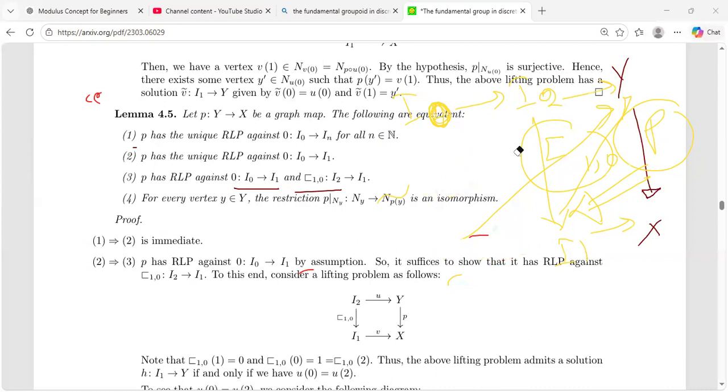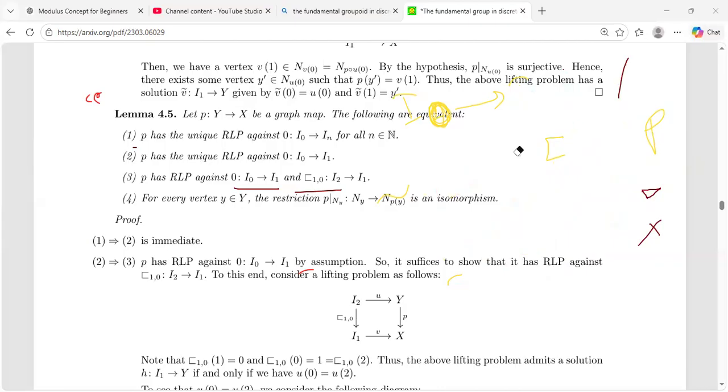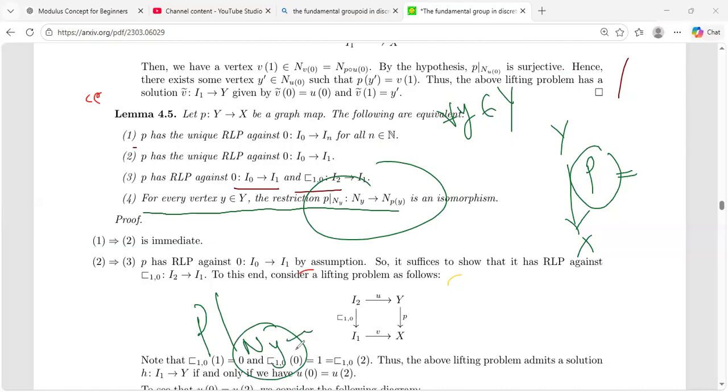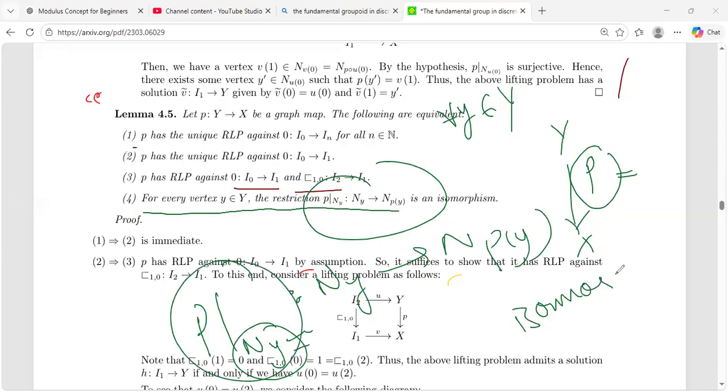Let's read the last statement of lemma 4.5. We are aware of the local isomorphism definition in discrete homotopy theory. According to the fourth statement, for every vertex y, we have a graph map P from Y to X which is a local isomorphism for all y belonging to Y. The restriction map: if we restrict the domain of P to the subgraph, from N(y) to N(P(y)), it is an isomorphism for all y. This condition holds for all y, and this restricted map is an isomorphism. So we can say P is a local isomorphism.